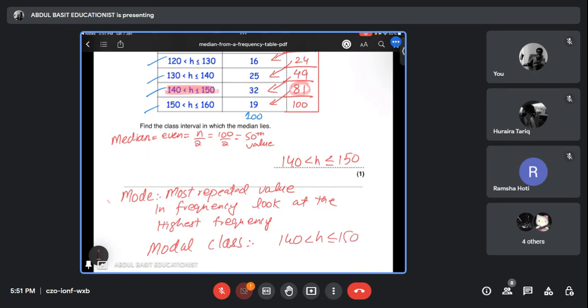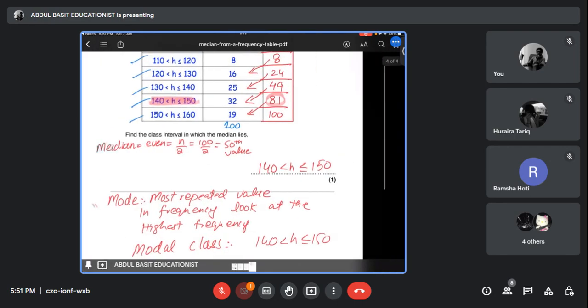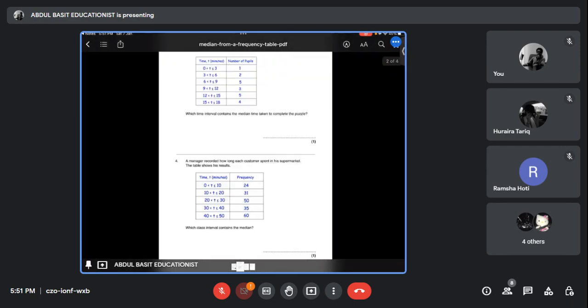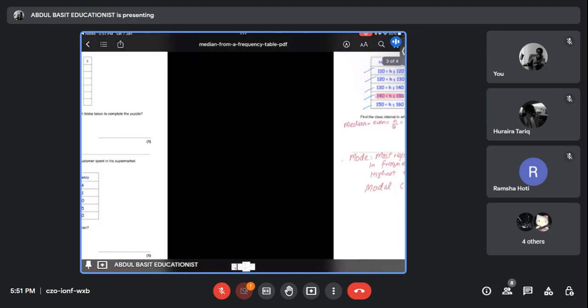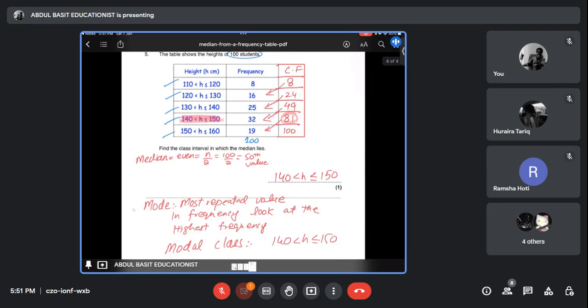Okay, is this clear? Is this clear, everybody? Any questions so far in finding medians? Because now I'm going to start finding mean.